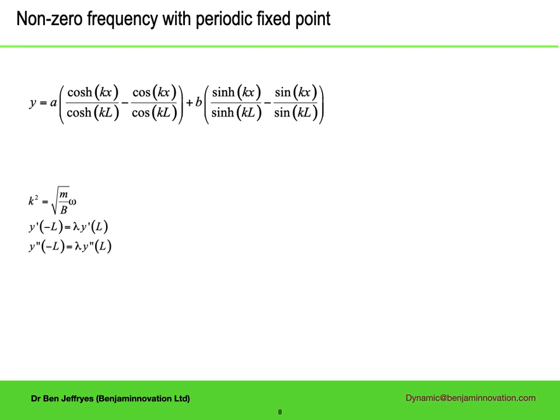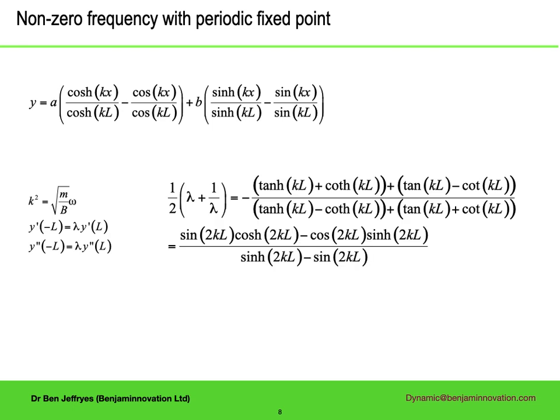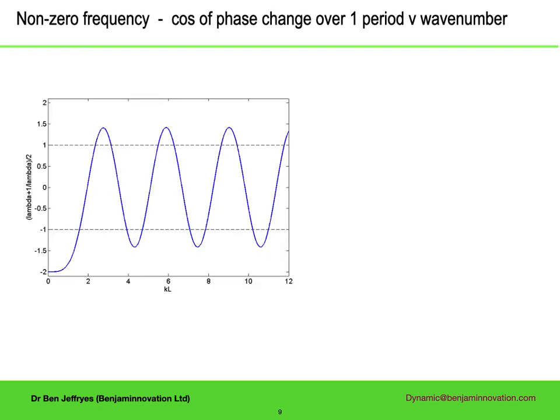We can perform the same analysis as for the static case for the periodic fixed points using the dynamic solutions, and end up with a formula with lots of harmonic and exponential functions in it. If we look at that half lambda plus 1 over lambda formula versus k, the wave number, we get an oscillating curve. It goes to -2 at the origin, which is the static solution. Over various intervals, it is between -1 and 1, and there it is the cosine of an angle. Where it is more than 1 or less than -1, there is exponential decay between sections.